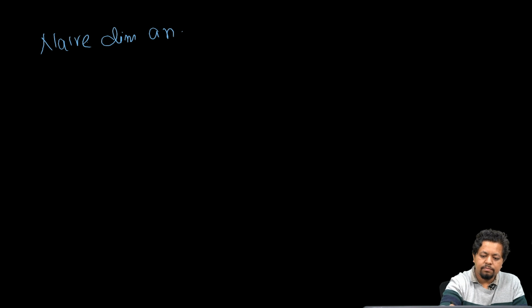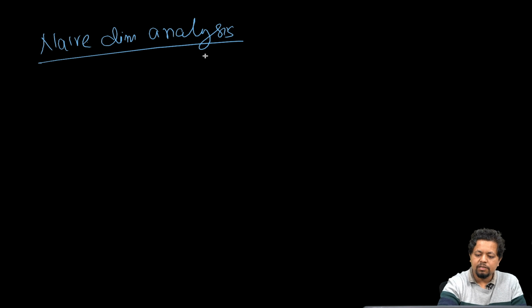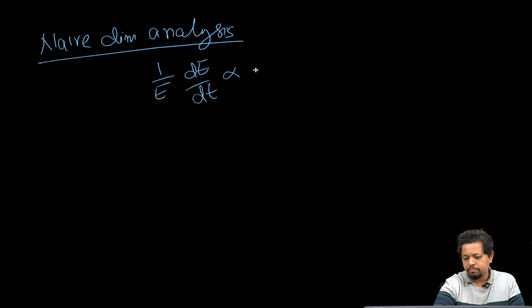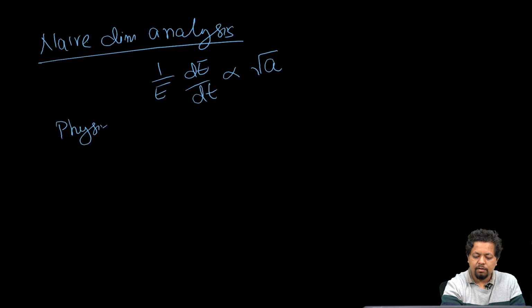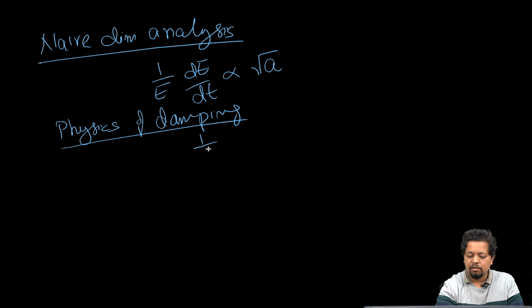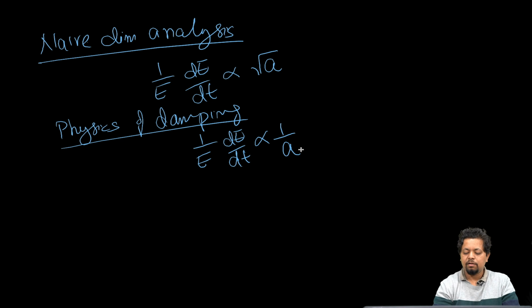So the summary is that naive dimensional analysis gives me 1 over E dE/dt proportional to square root of A, while the physics of damping gives me 1 over E dE/dt proportional to 1 over A. Now only one of these can be correct, not both. How do we find out which one of them is correct?